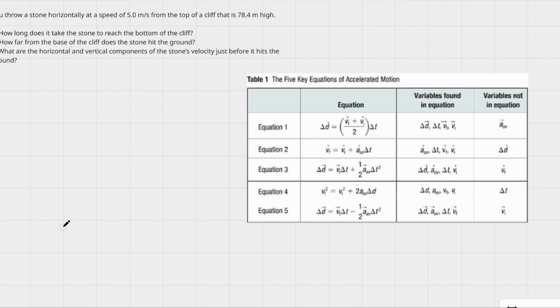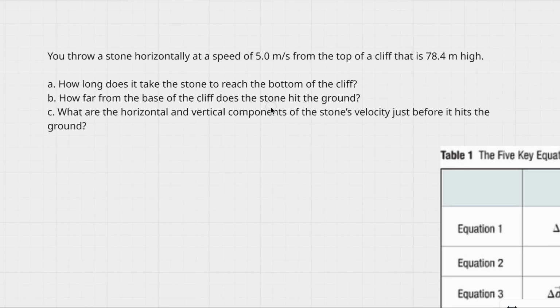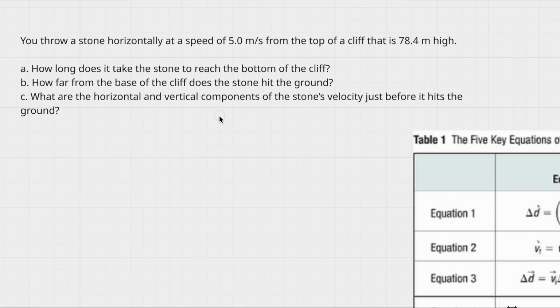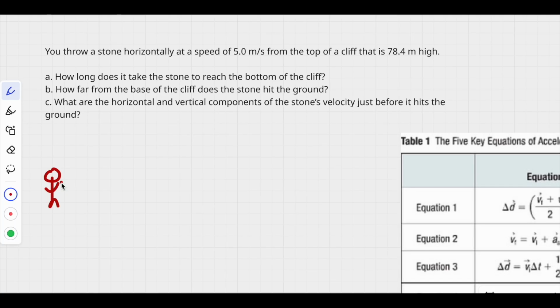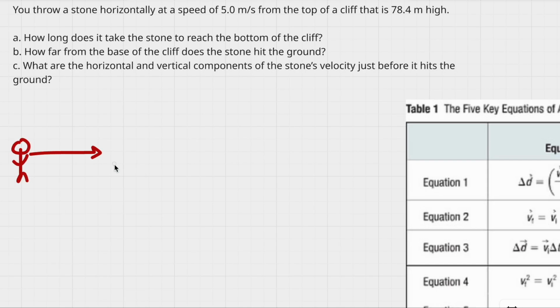Welcome back. Today we're going to be covering a projectile motion question from high school physics. So the question says you throw a stone horizontally at a speed of 5 meters per second from the top of a cliff that is 78.4 meters high. We throw a stone horizontally and you're standing on top of a cliff.